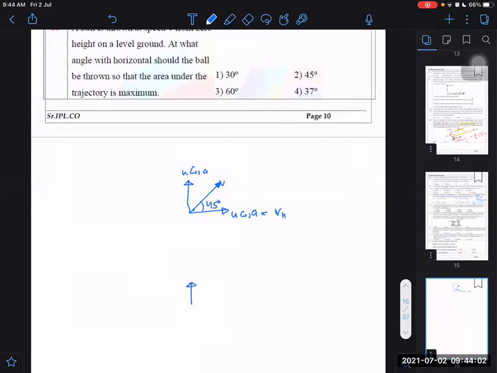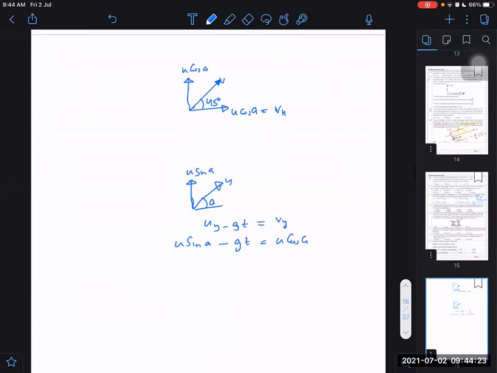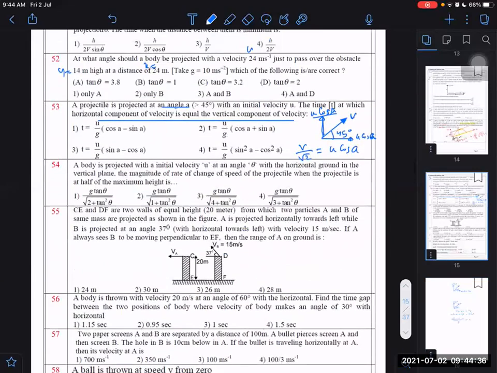But initially in the vertical direction, what is it? Initially in the vertical direction it is U sin A. Then what is the equation? U sin A minus GT is equal to the final velocity along vertical. Uy minus GT is equal to Vy, right? Then what is the time coming out to be? U sin A minus U cos A divided by G. Third answer.